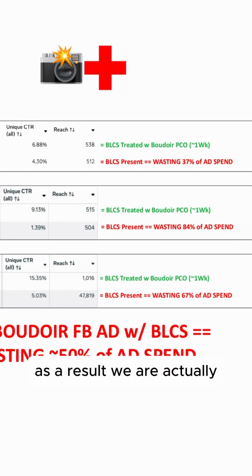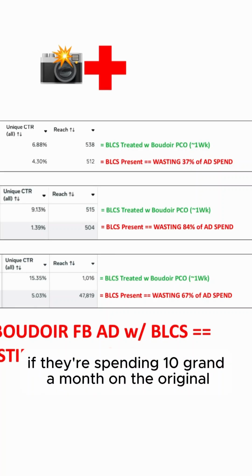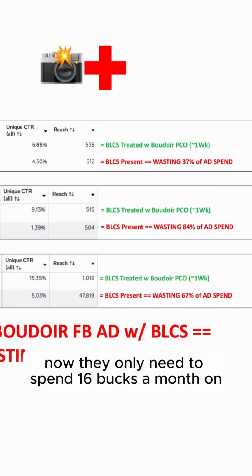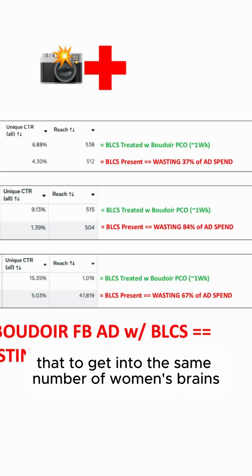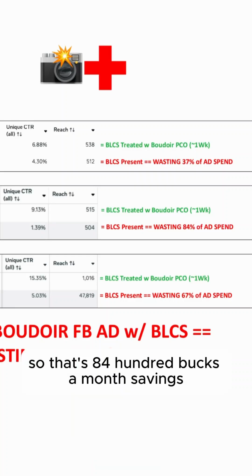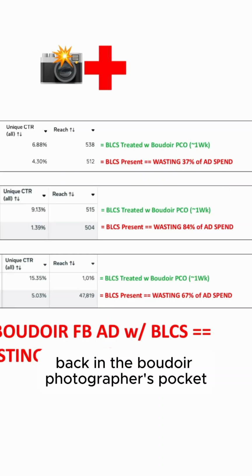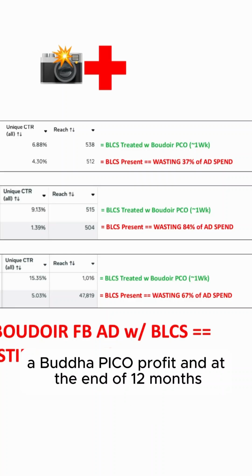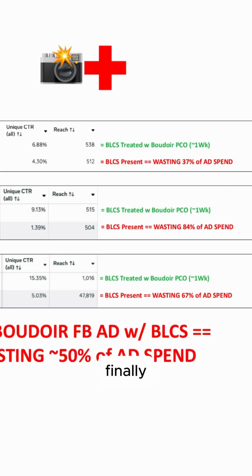And as a result, that means that if they're spending 10 grand a month on the original boudoir Facebook ad, now they only need to spend $1,600 a month with the boudoir pico treated ad to get it into the same number of women's brains. So that's $8,400 a month savings. They no longer have to spend. Eliminate that. That was all being wasted, back in the boudoir photographer's pocket every single month. And it was like a phantom profit, a boudoir pico profit. And at the end of 12 months, it's like a 100K bonus back in their pocket that they no longer have to spend.